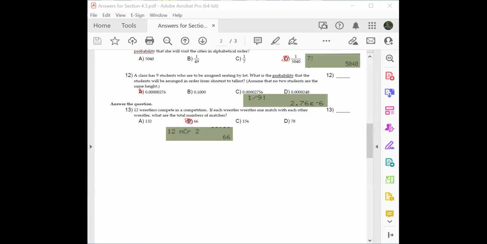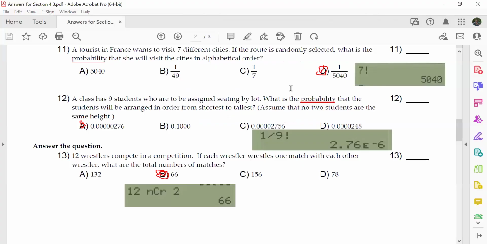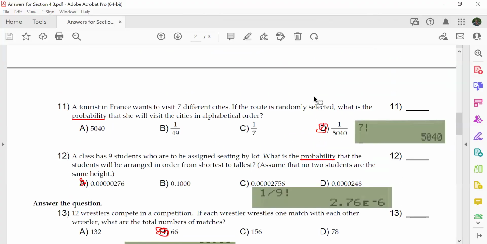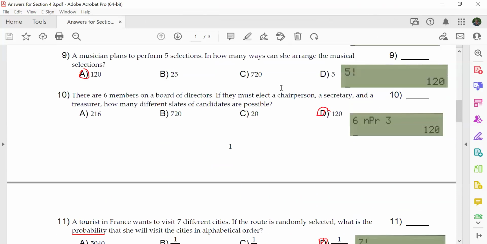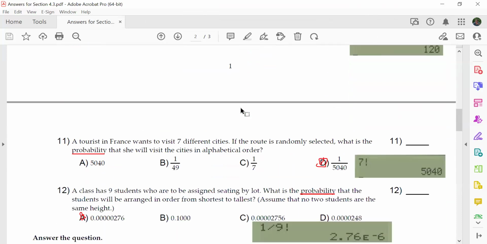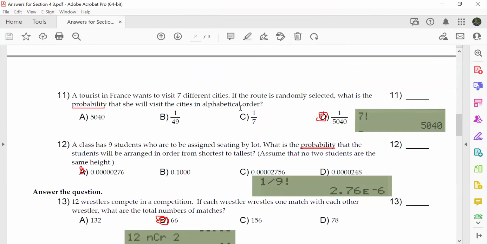Okay. Yes, I did watch the video. I was just wondering why you didn't do 1/NPR for that one. Why did you do 1 over what number? What factor for question number 12? Oh, yeah. See how I underline probability?